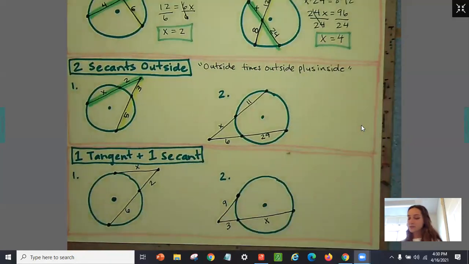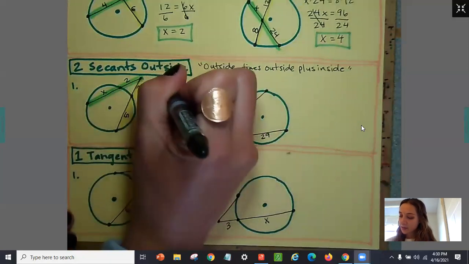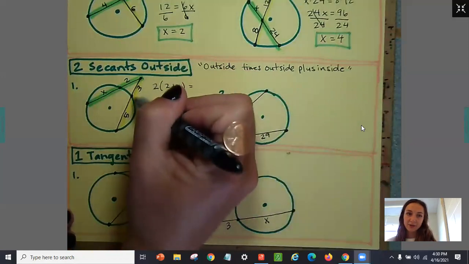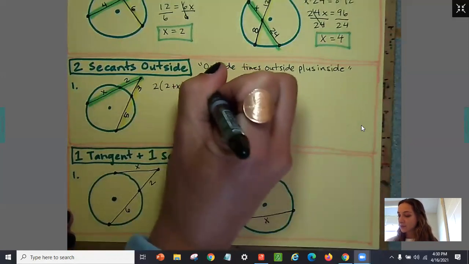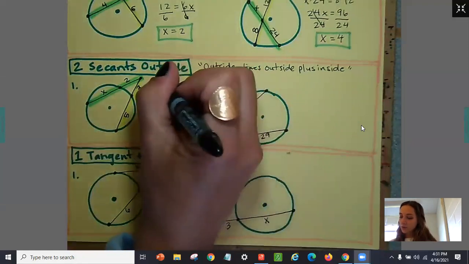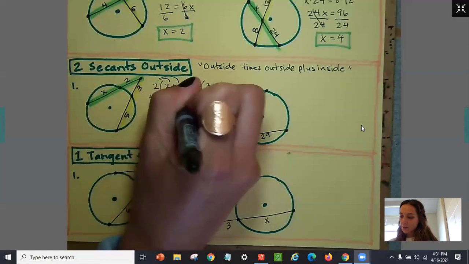Okay, so let's work out this first one. Outside times outside plus inside. So 2 times 2 plus x equals outside times outside plus inside. So 3 times 3 plus 5. Now we're just going to be simplifying, and there are multiple ways that you can do this. Here I'm just going to distribute. So 2 times 2 is 4. 2 times x is 2x.